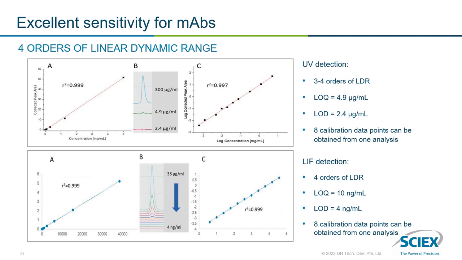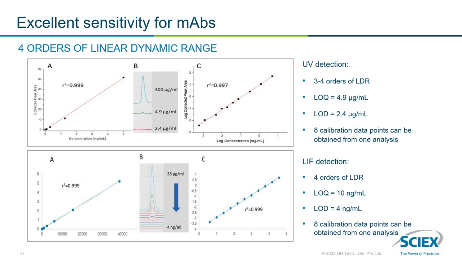The CE-SDS workflow is compatible with both UV and laser-induced fluorescence detection modes. Here we're looking at the linearity for UV and LIF detection. For the UV analysis, which is shown on top, the LOD and LOQ for NIST monoclonal antibody was determined to be 2.4 and 4.9 micrograms per ml, respectively, with 3 to 4 orders of dynamic range.